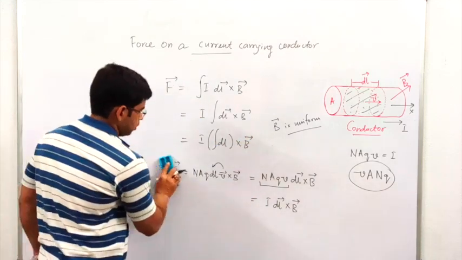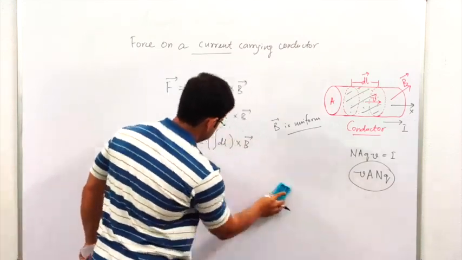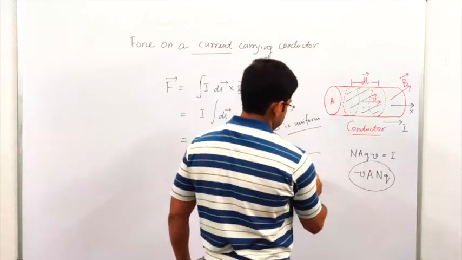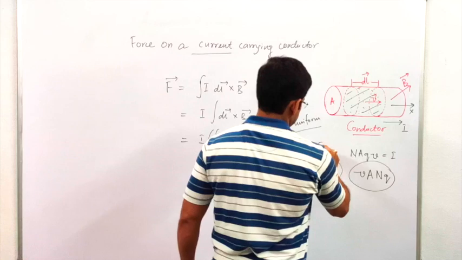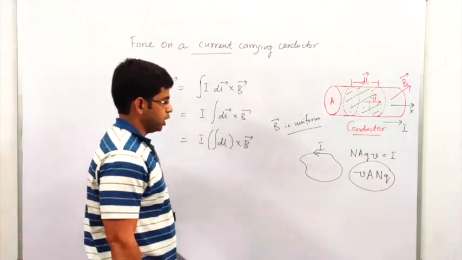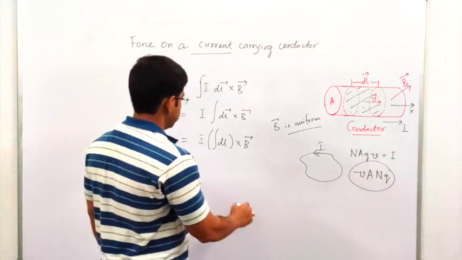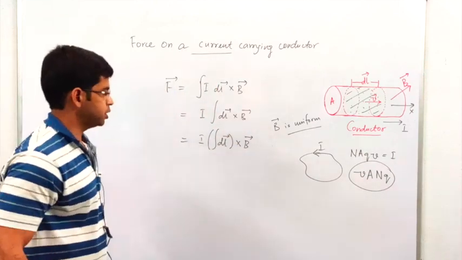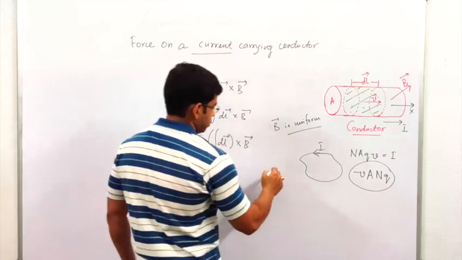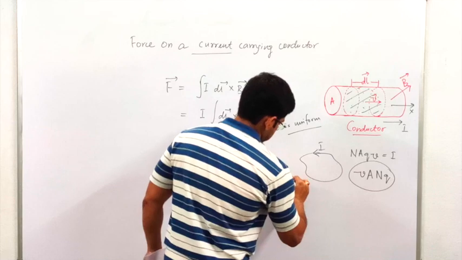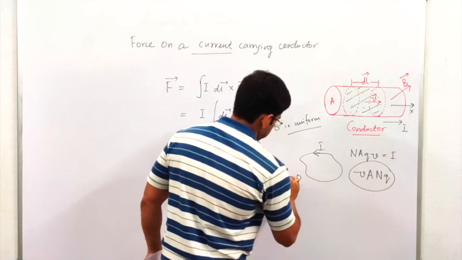Now if we are considering a closed circuit of current, say current I is flowing in the region, then the total force acting on this closed circuit will be 0 because the integral of dl vector in this case is 0. So the magnetic force will be 0.